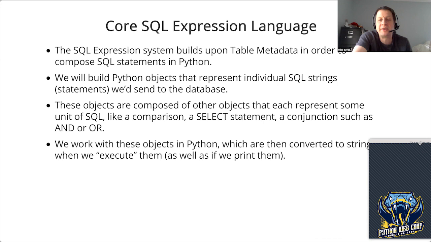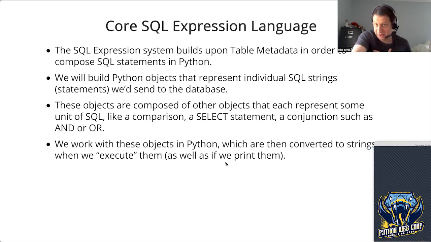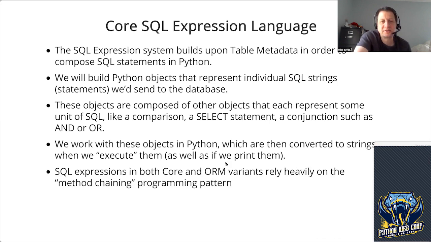We work with these objects in Python, which should then convert to strings when we execute them, as well as if we print them. Sorry, that must have been terrible over the microphone. Focus. SQL expressions in both the core and ORM variants rely heavily on the method chaining programming pattern, which means you have an object and then you say object.method, and you keep getting a new object back. Or the same object, depending on what kind of method chaining. But method chaining means you're going to have object.method.